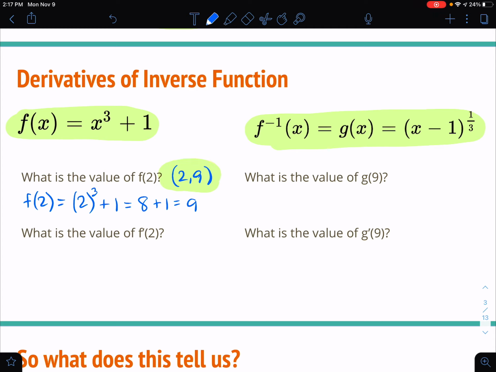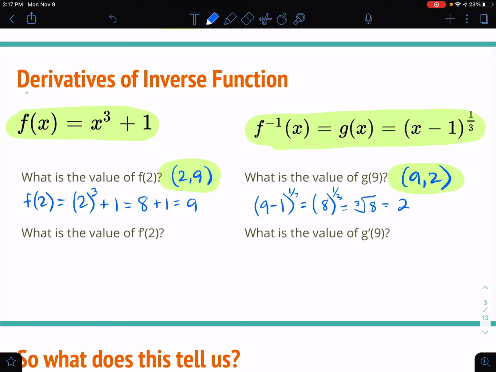Which I should automatically note right away: g of 9, I should get 2, right? So we can check if we want. Sorry, 9 minus 1 to the 1/3 is going to be 8 to the 1/3, which is the cube root of 8, which is going to be 2. So that worked. I have the point (2, 9) and I have the point (9, 2).